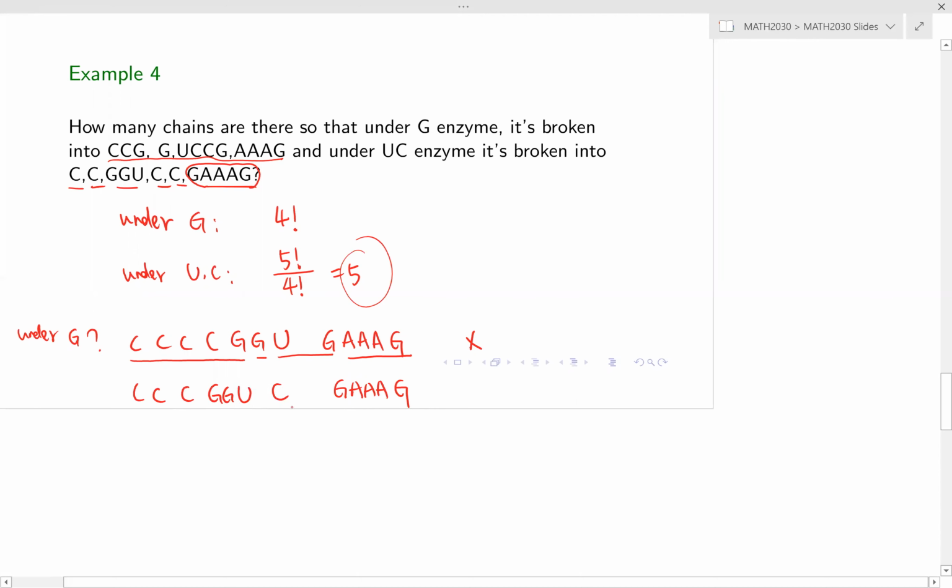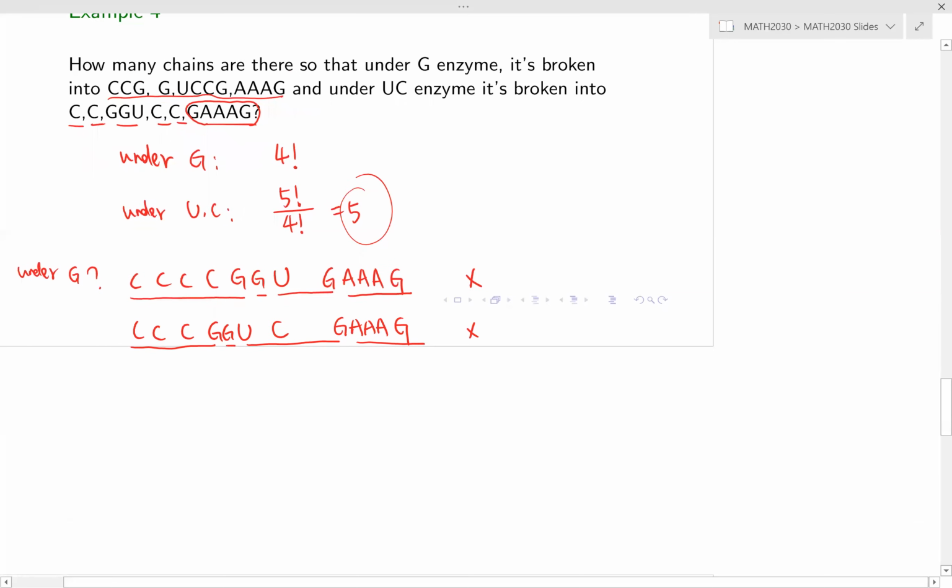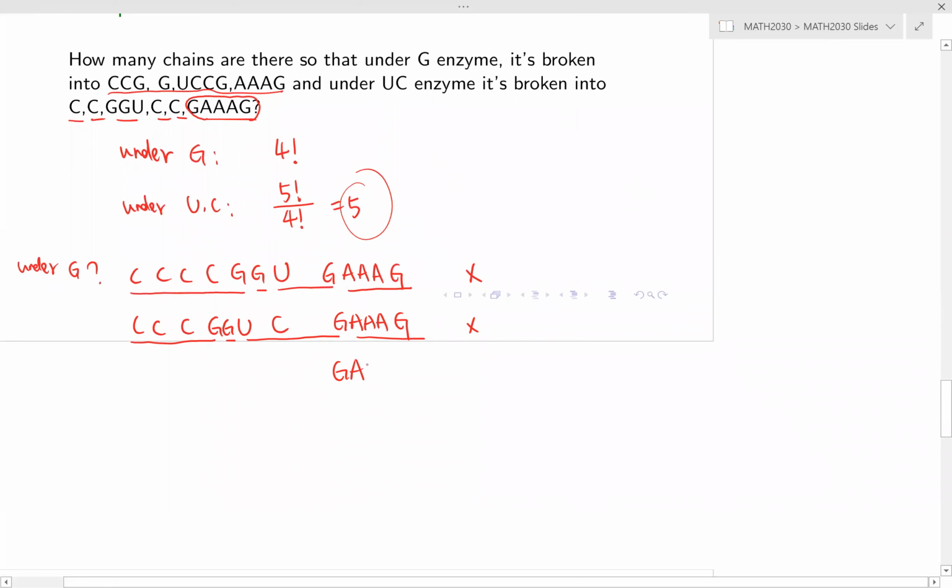Okay, so here's the second possible choice, and then we can check again. Under G enzyme, what would we get? We will get CCCG, G, UCG, AAG. Would this work? Well, the answer is no, it's not going to work because we need a subchain of the shape CCG, and we don't have it here. And you can continue doing this.